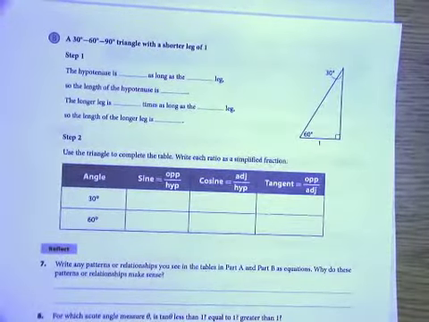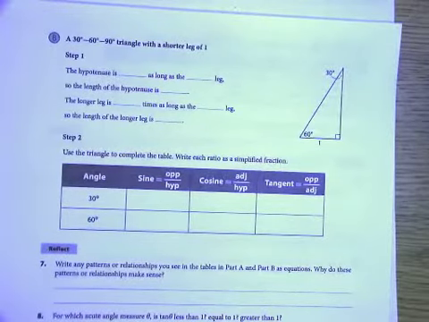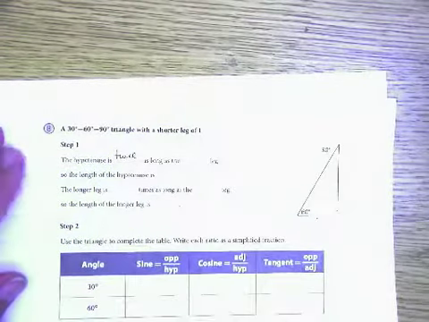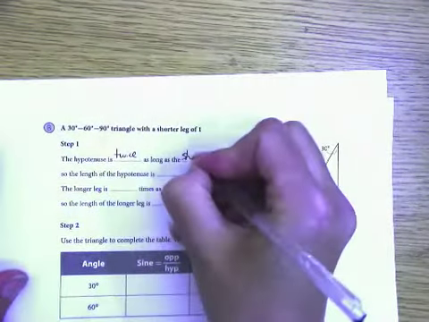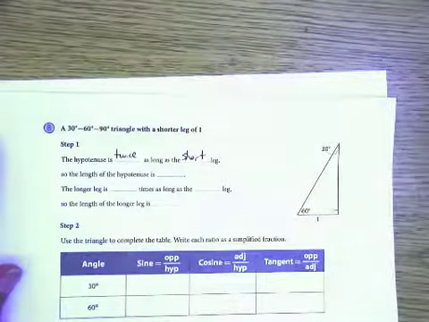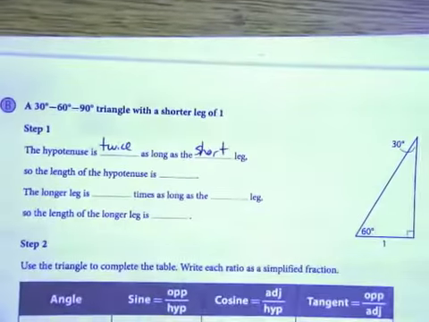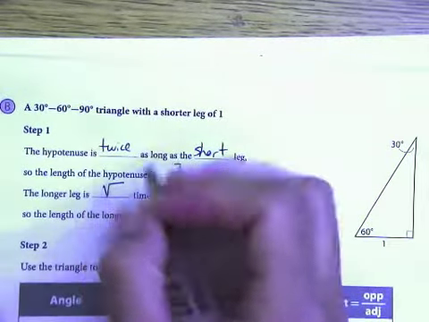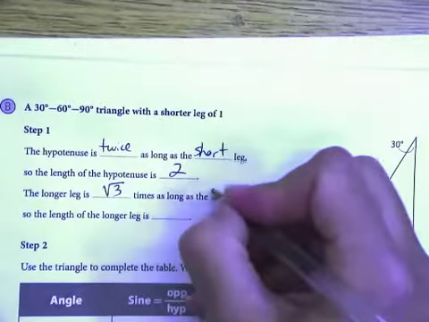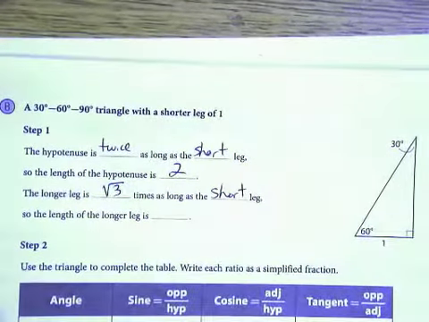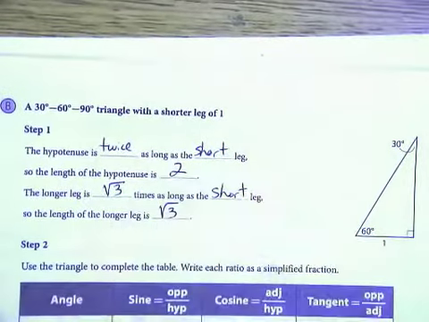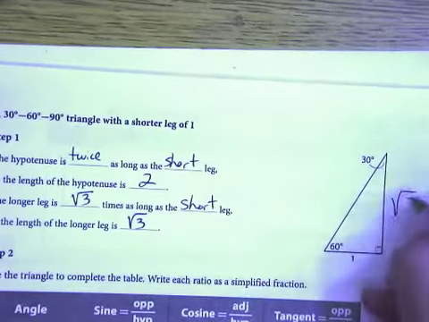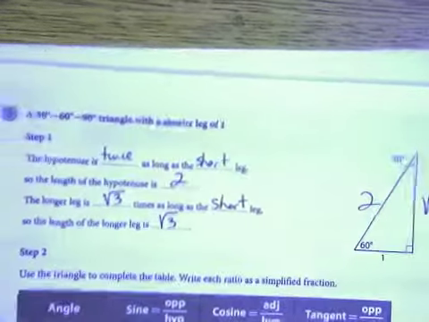So now we're going to find the trig ratios for the 30, 60, 90 triangle. The hypotenuse, remember, is twice as long as the short leg. So the length of the hypotenuse is 2. The longer leg is radical 3 times as long as the short leg. So the length of the longer leg is radical 3. So then this is radical 3, and this is 2.